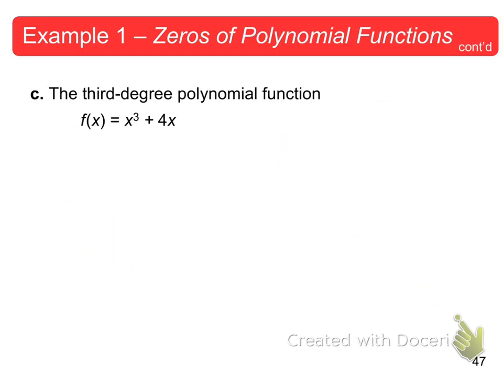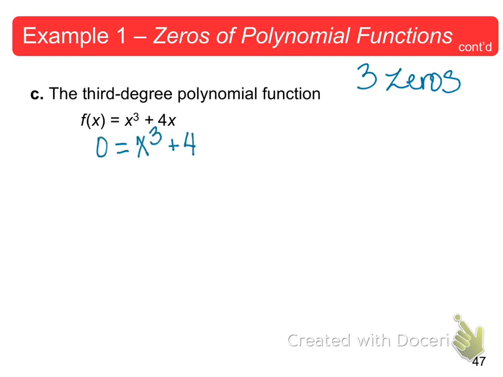The third degree polynomial function. How many zeros am I looking for? 3. I'm looking for 3 zeros. They may be real. They may be complex. They may have a multiplicity. But I'm looking for 3 because my degree is 3. So I'm going to set it equal to 0.